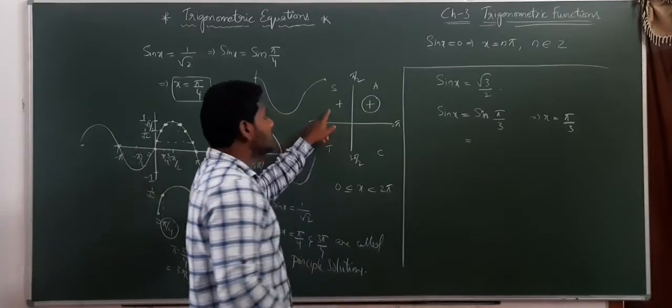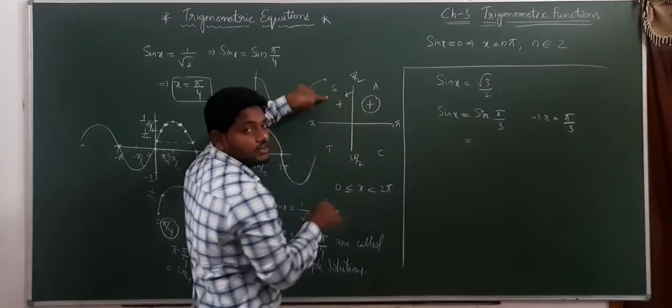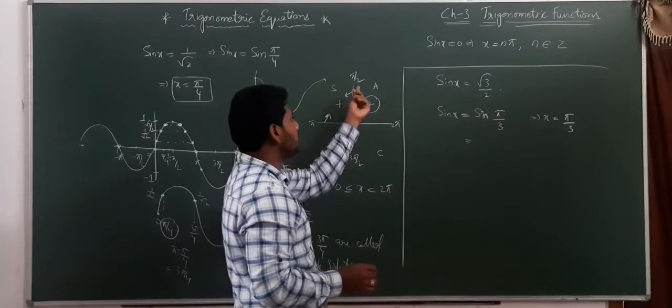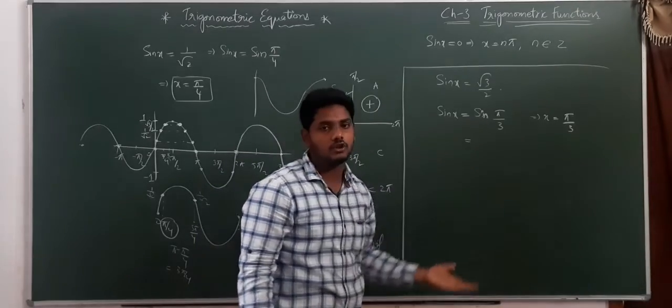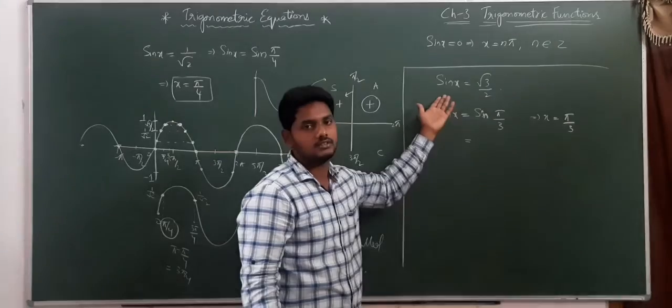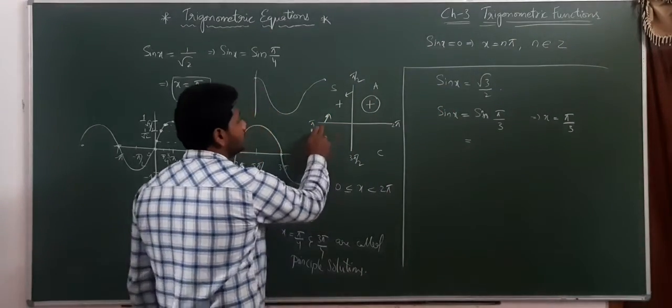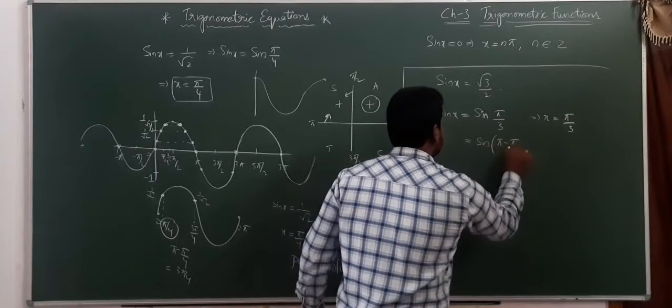So if it is in the second quadrant, how can we take it? Pi by 2 plus is also the second quadrant, and pi minus is also the second quadrant. But if you use pi by 2 plus, what happens? The function will change. Sin converts to cos, but we need the sin value. Then we should not use pi by 2. Then what do we need to use? Pi minus. See, here we will write sin(pi minus pi by 3).